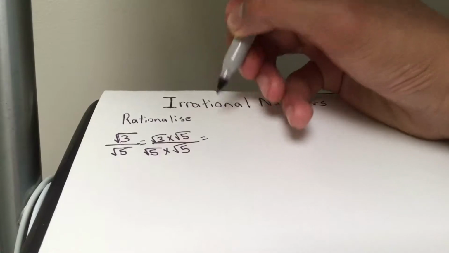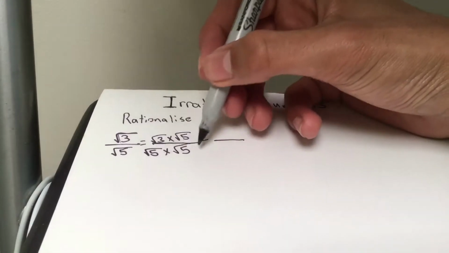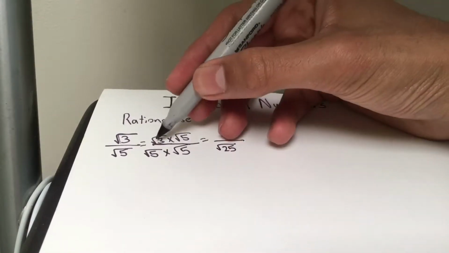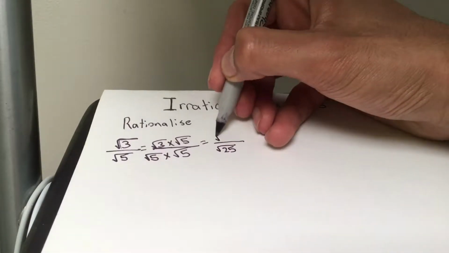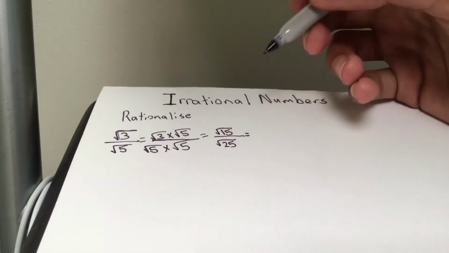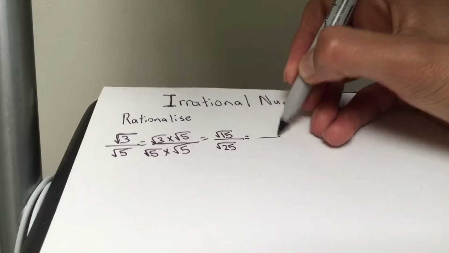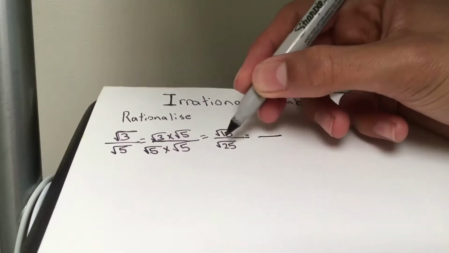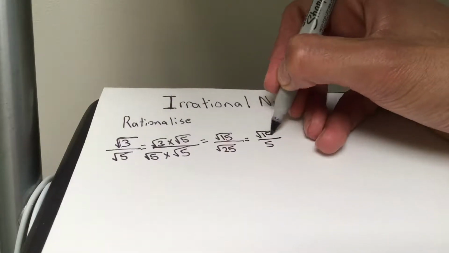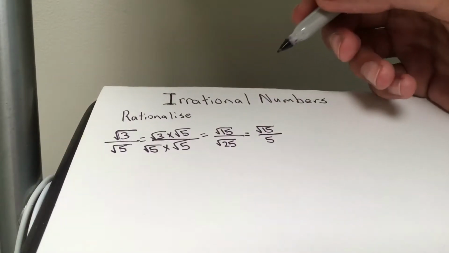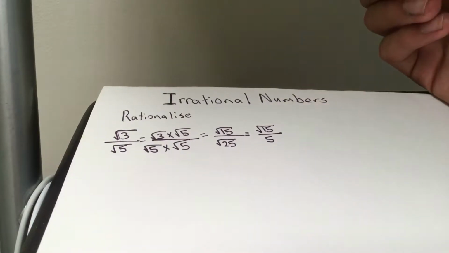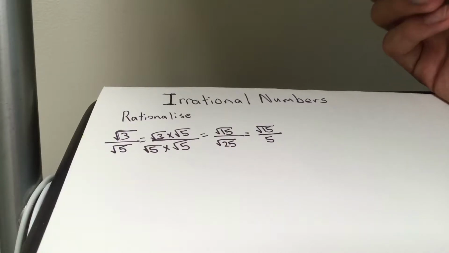Okay, so by doing this, square root 5 times square root 5 is square root 25, and square root 3 times square root 5 is square root 15. So we can simplify square root 25 to 5, and we can write square root 15 as square root 15. So that is our answer. As you see, there is no radical sign in the denominator. So that means we have rationalized this equation.